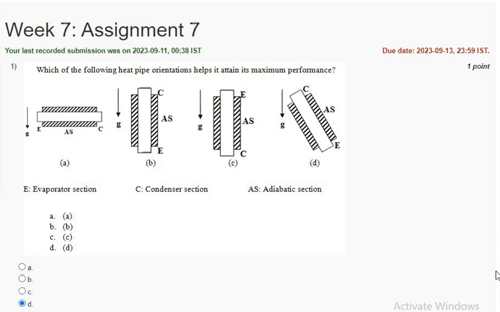So let's start the assignment. Question number 1. Which of the following heat pipe orientation helps it attain its maximum performance? So maximum performance will be given by the inclined heat pipe, in which the condenser section should be above the evaporator section, because it has the advantage of both horizontal and vertical heat pipe. So option 4 is correct for this.